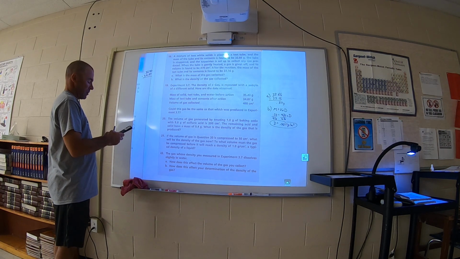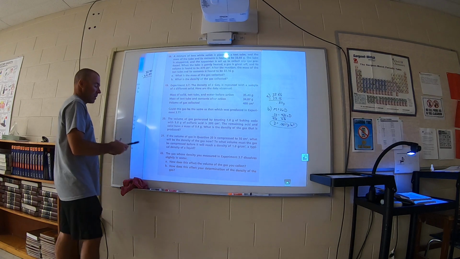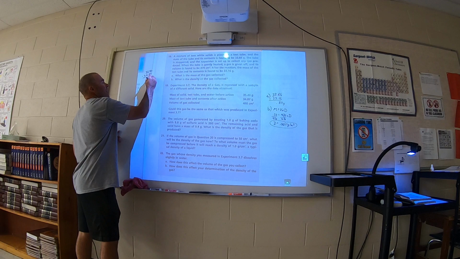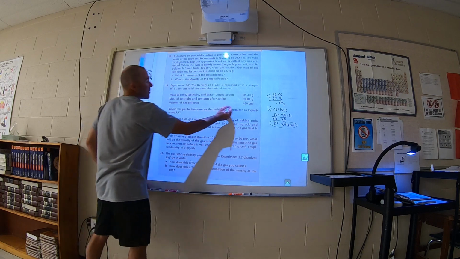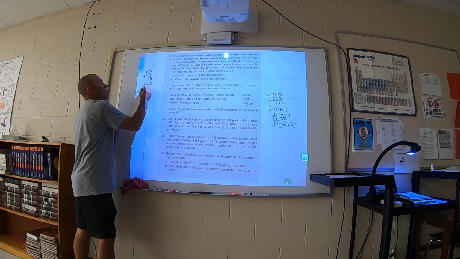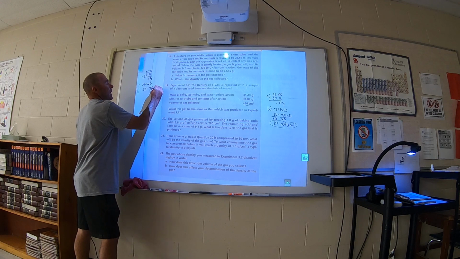35.40 minus 34.87, you get 0.53. That's the mass of the gas. They tell you the volume of the gas right there. So we can use this: M is equal to V times D. So 0.53 is equal to 480 times D. Divide by 480.